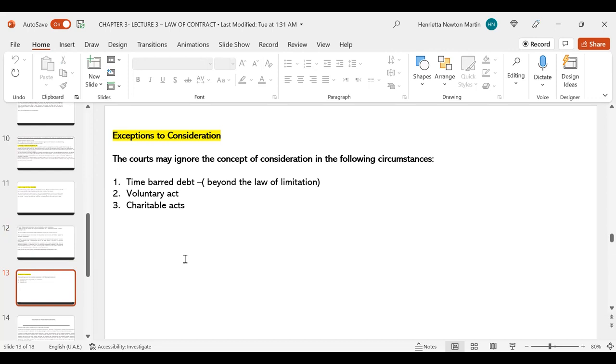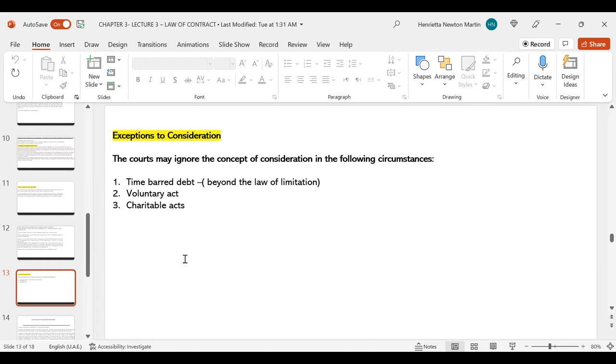Time-barred debt, that is, when it is beyond the law of limitation. We all know that to enforce, someone has to pay you some amount. Say A has to pay B $10,000, and there is a limitation in the court of law according to the laws of limitation, depending upon jurisdiction.